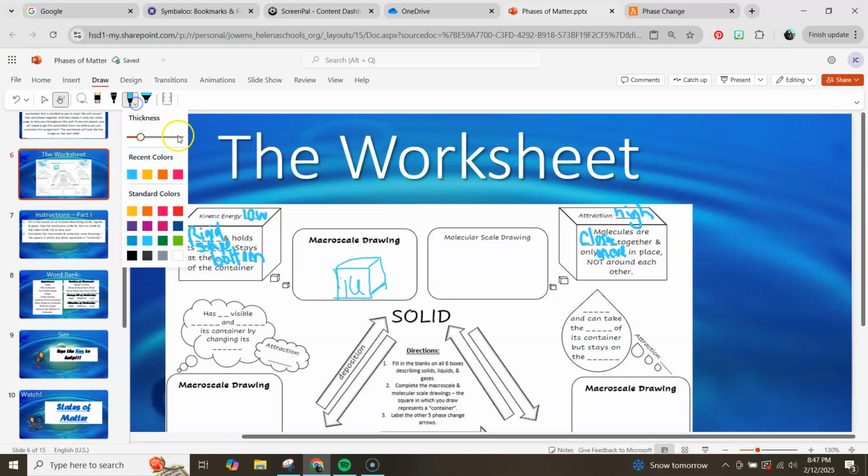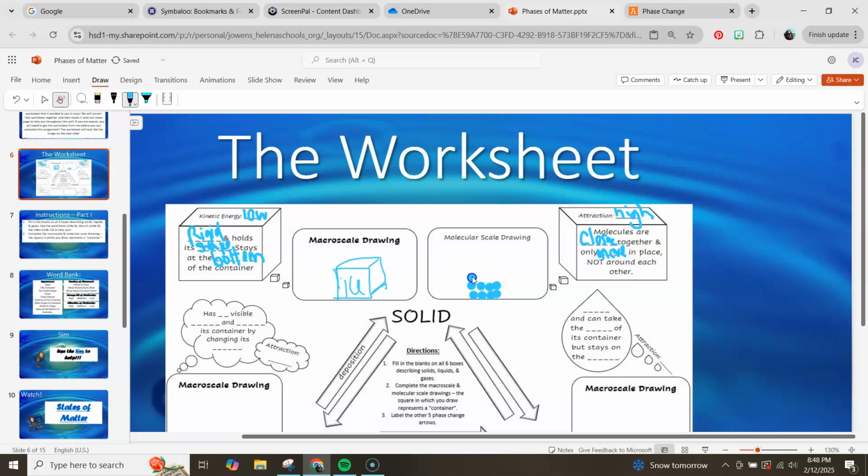Okay. Versus my molecular scale drawing is if we were to zoom in on this, what would the molecules of this ice cube look like? So because we know that they stay at the bottom of the container, we're going to draw our molecules down here. Okay. And then they're all really close together. And we're going to have some kind of distinct shape. It's not taking the shape of its container, it's staying at the bottom, and it's going to kind of maintain its shape right here.